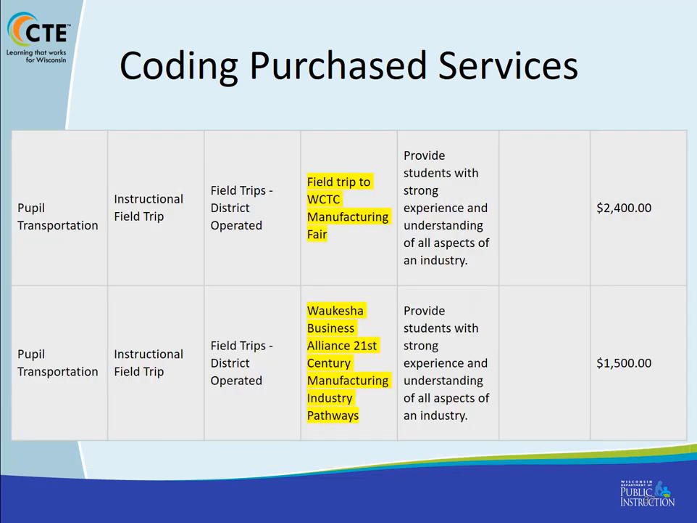Similarly, this is for the same school within a consortium. They could have combined the two by indicating the manufacturing POS from the drop-down and included the description WCTC Manufacturing Fair and Waukesha Business Alliance for the 21st Century Manufacturing Industry Pathways Field Trip.